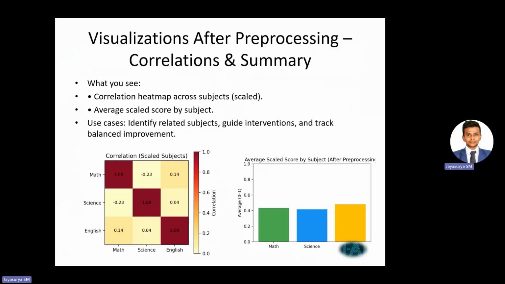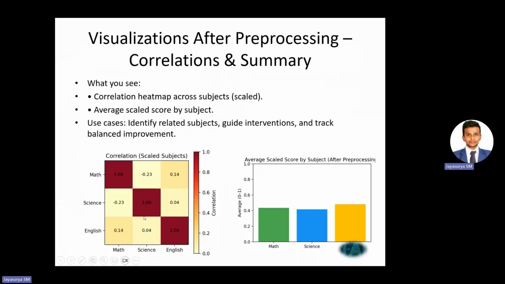So after this visualization and processing, we'll be doing the correlation and summary, right? The slide displays correlation heat maps and a bar chart of average scores. This correlation helps us to understand the relationship between the subjects. For example, if the math and science scores are strongly correlated, here it is showing 1.00, right? So obviously it is a high correlation.